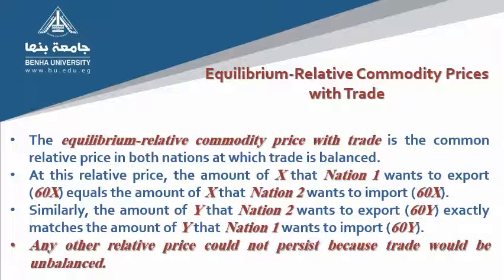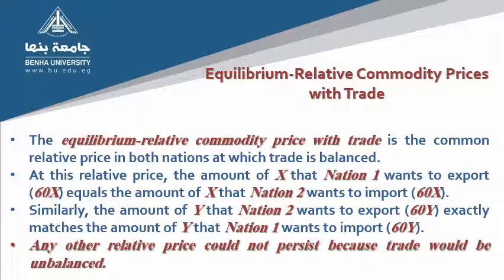Equilibrium relative commodity prices with trade. The equilibrium relative commodity price with trade is the common relative price in both nations at which trade is balanced. At this relative price, the amount of X that nation 1 wants to export equals the amount of X that nation 2 wants to import. Similarly, the amount of Y that nation 2 wants to export exactly matches the amount of Y that nation 1 wants to import. Note that any other relative price couldn't persist because trade would be unbalanced.